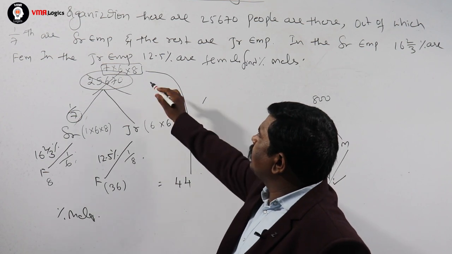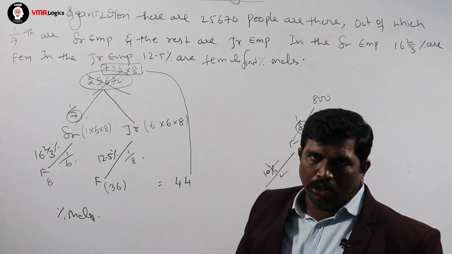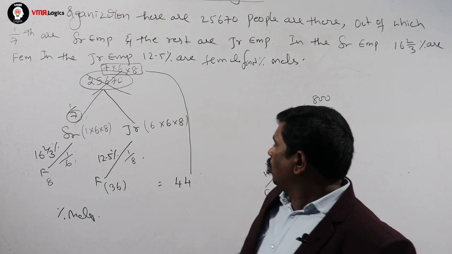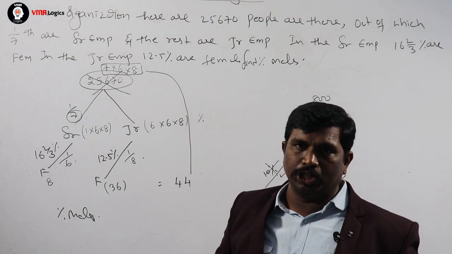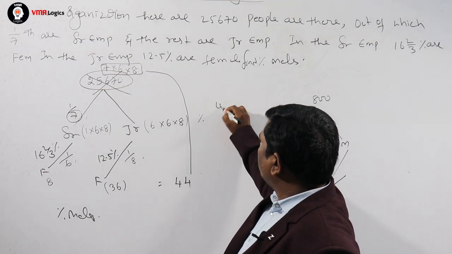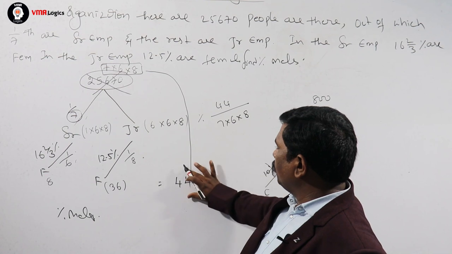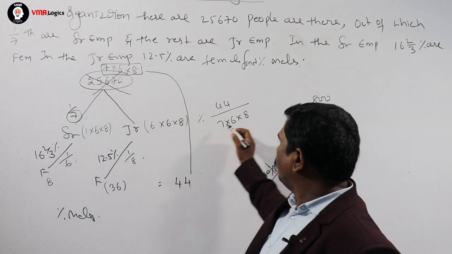Out of 7 into 6 into 8, these are the females I got. The question says I just want the percent of males. So you can calculate the female percentage and then you can give the male percentage. Female percentage, how do we calculate? 44 by 7 into 6 into 8. 44 are the females out of this much. So I am calculating the female percentage.